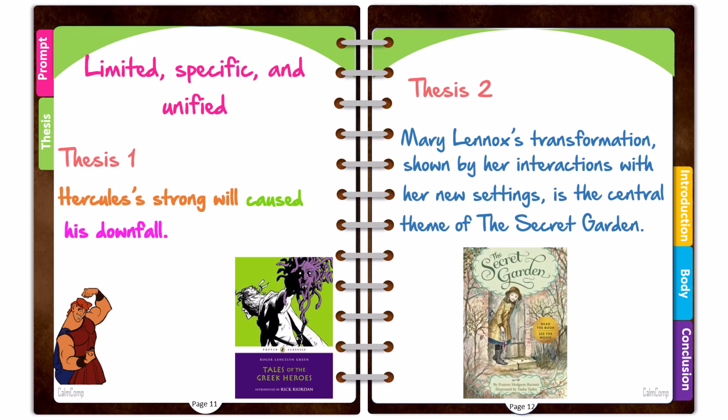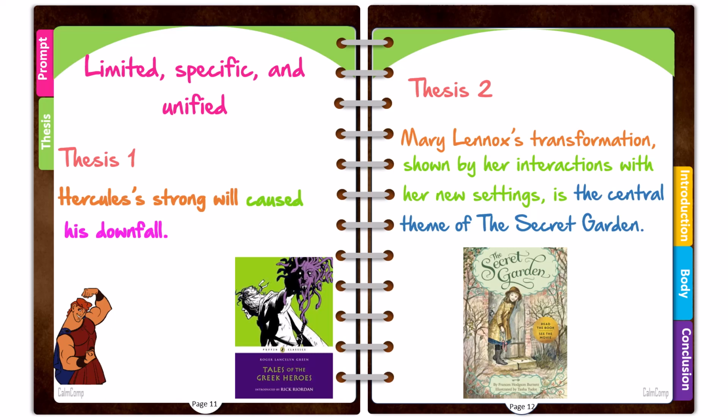Let's identify the limited once again. It's going to be the subject, Mary Lennox's transformation. The essay is focusing on solely her transformation. Continuing on, the specific is going to be shown by her interactions with her new settings. In this essay, we're going to be exploring the actions that her transformation caused her, and we're going to have examples. You see, we can already kind of get a grasp on what we're going to be reading about in our essay just from our thesis.